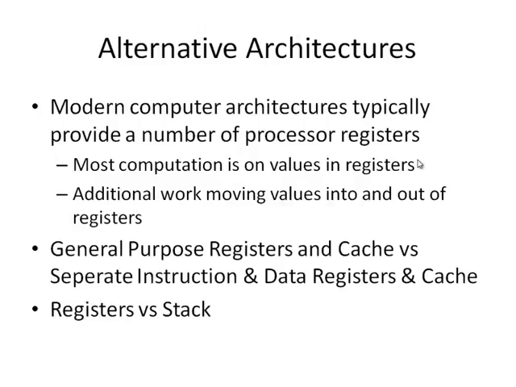There are a range of different architectures. The schematic we've seen is a very simple, basic architecture. Current architectures can be quite complicated, but most modern architectures will have a large number of different processor registers. Most computation is on the values in the registers. So a lot of the work of the CPU is simply moving values from memory into and out of the registers.